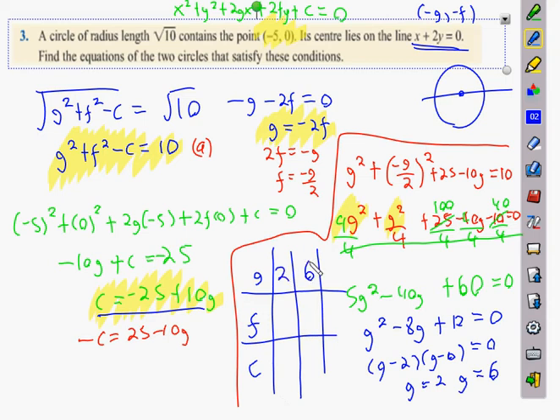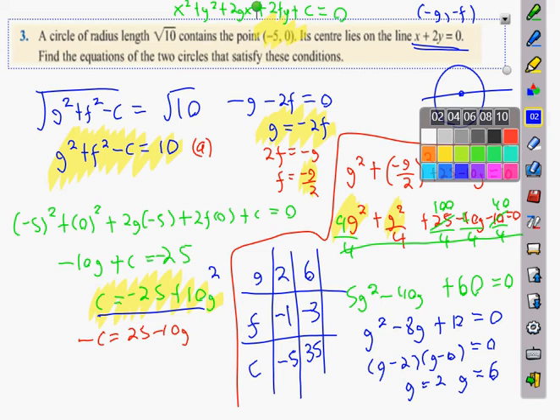When g is 2, the answer for c is going to be -5. When g is 6, the answer is going to be 35. When g is 2, f will be -1. And when g is 6, f will be -3. Upon completion of that, it says it wants both circles that do the trick.